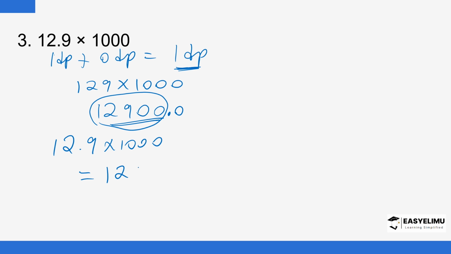So it's going to be 12,900. Again, you can see the decimal point was initially in between 2 and 9, but it has moved to this position. For whole numbers, this is where the decimal point should be. So it has moved to after the 0 here. How many steps? 1, 2, 3. How many zeros? 1, 2, 3. So that is the general rule that you're supposed to apply.